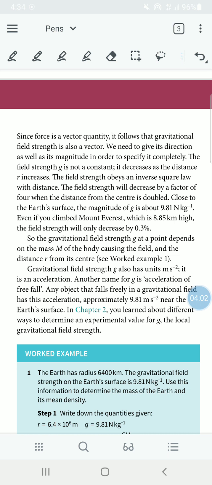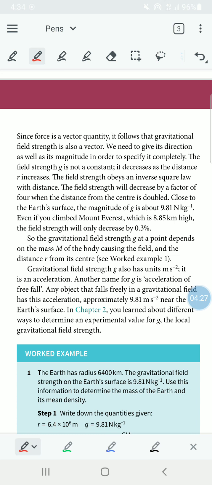Since force is a vector quantity, it follows that gravitational field strength is also a vector. We need to give its direction as well as its magnitude in order to specify it completely. The field strength g is not a constant. It decreases as the distance r increases. That is the separation between the object and the other object on which the force is acting.